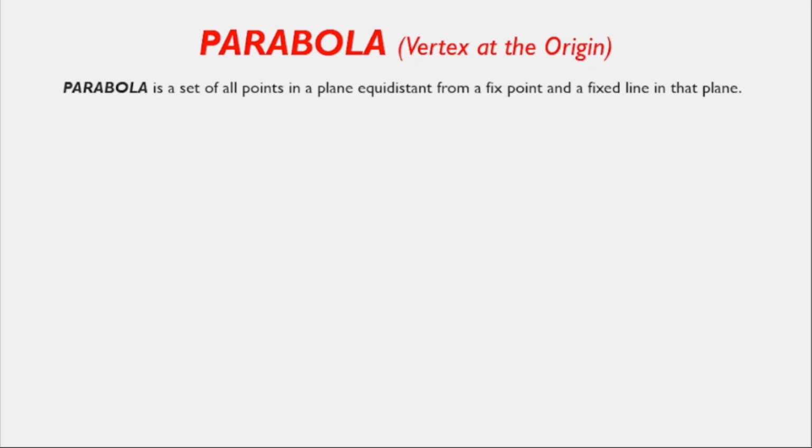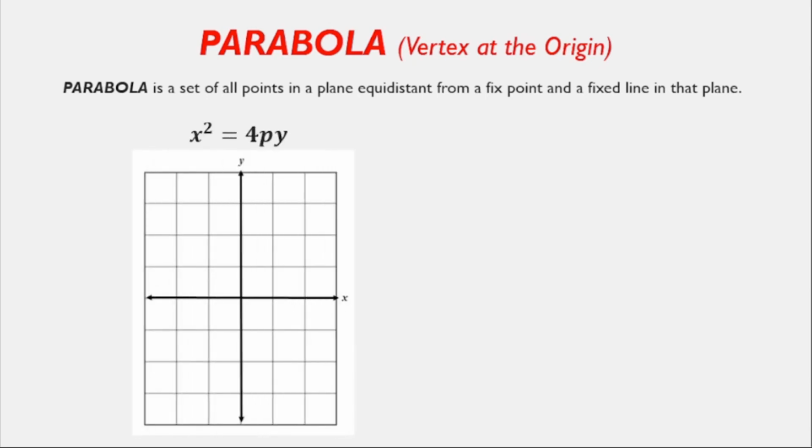The third equation of the parabola in standard form when the vertex is located at the origin is x squared is equal to 4py. As you can see in this equation, the degree of the variable x is 2, so the directrix is parallel to the x-axis. Since the expression at the right of the equation is positive, the parabola opens upward.